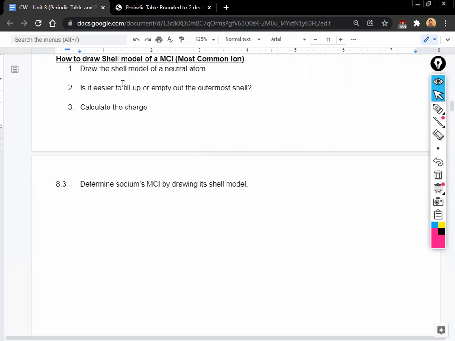So here are the steps if you need them. But let's start with sodium. I'm going to practice with sodium, and then I'll have you try one on your own, okay?